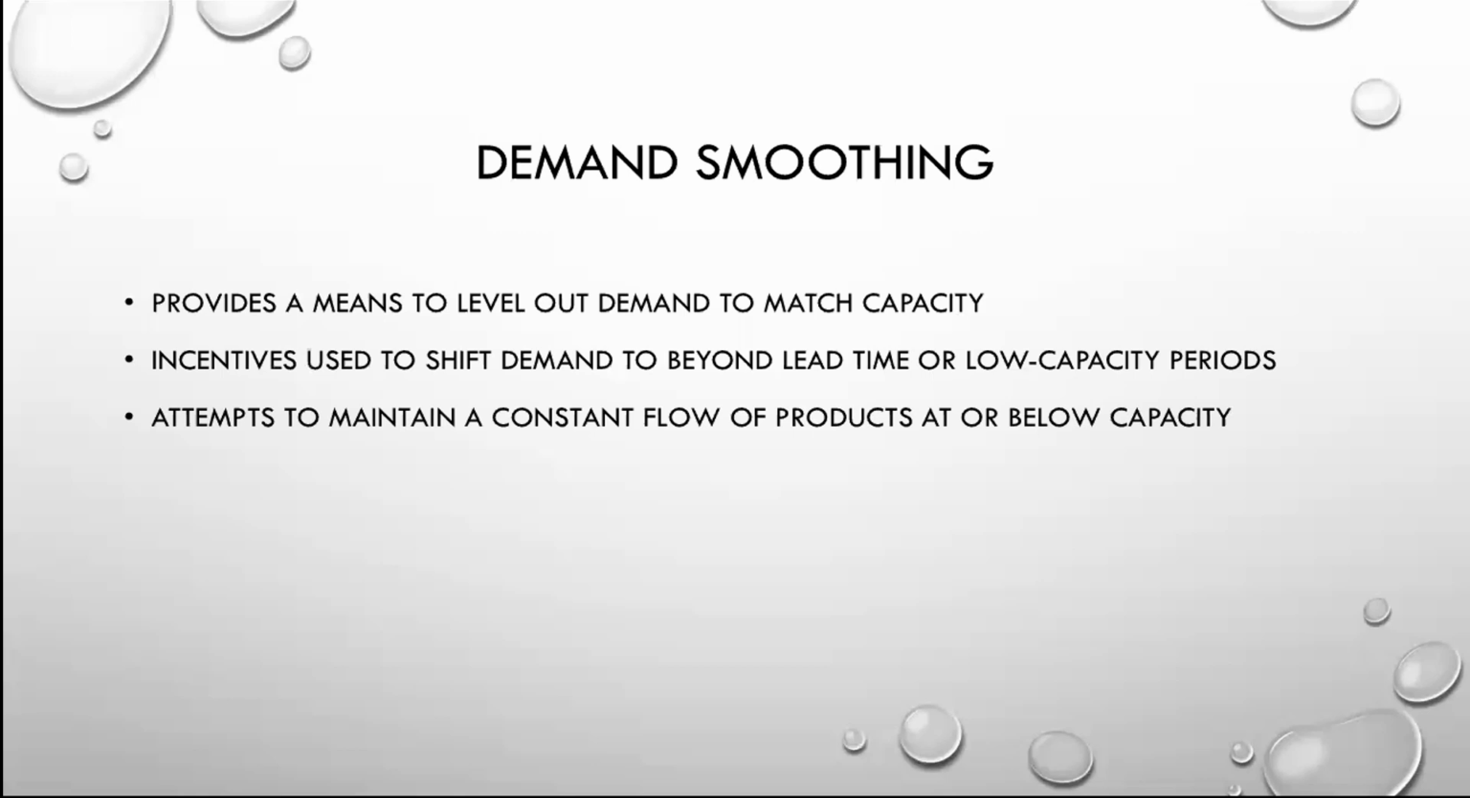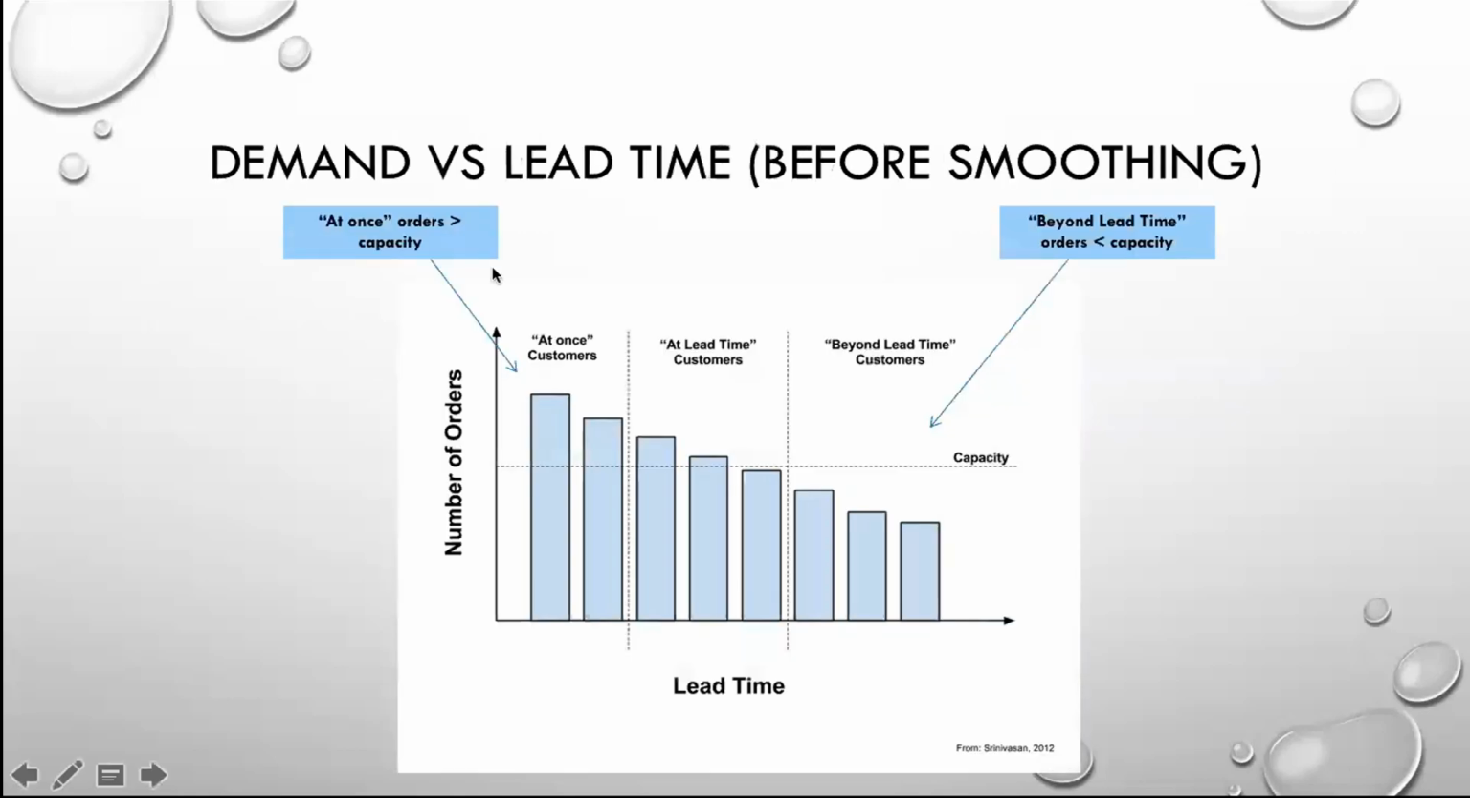So last week I introduced this chart here, demand versus lead time. This week I'm going to change it a little bit to make the left hand, instead of the percentage of orders, the number of orders. And then I added a line for capacity. So ideally you have all your demand below the capacity. In this example, you'll see that at once, you have more customers than you could service with your supply chain. And even at your lead time period, you still have too many people.